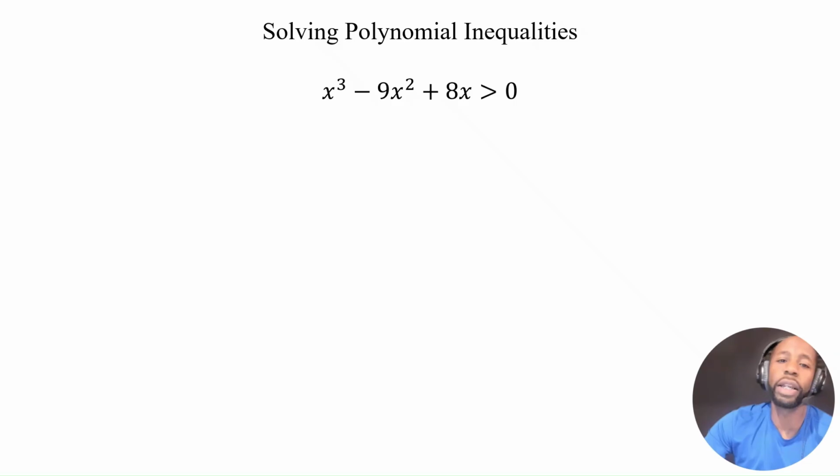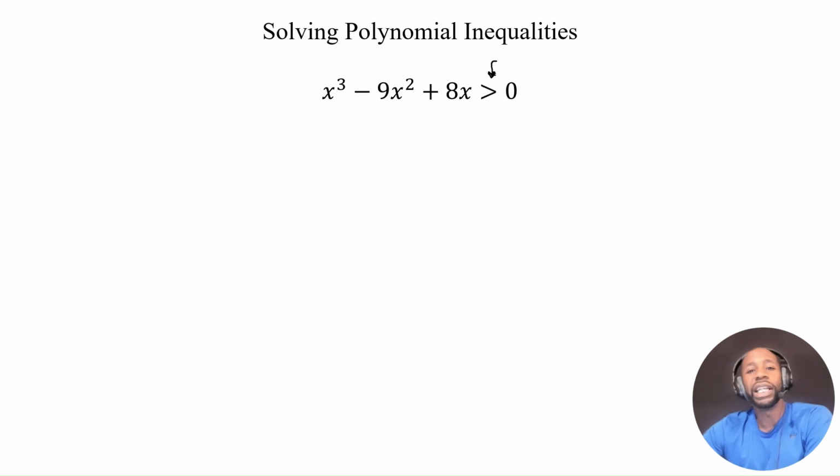So we have the inequality x cubed minus 9x squared plus 8x is greater than 0. Now, typically when we have an equation, in other words, instead of the inequality we have an equal sign, you're looking for more definite values of x. In this case, since this is of the third degree, x to the third power, we might have three different values of x that would solve the equation.